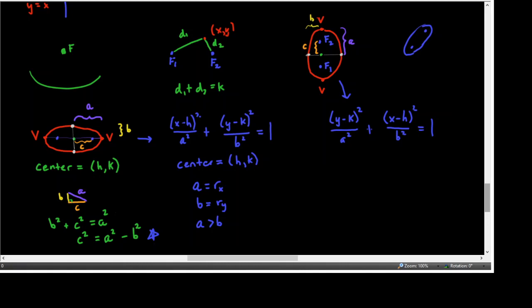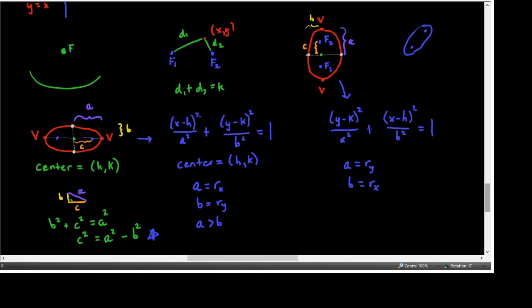In this problem, a is the y radius and b is the x radius. And you can tell that this is moving further in the y direction because a is always bigger. The number a is underneath the y, so the y radius is a longer distance to plot than the b will be, in this case, the x radius.